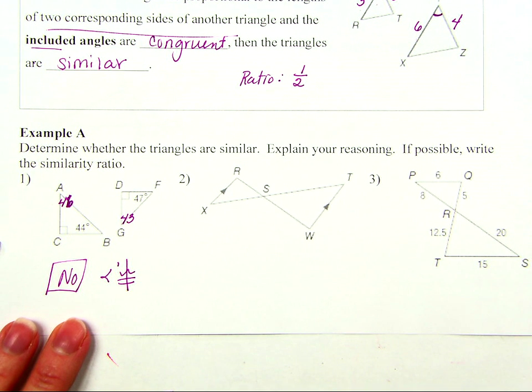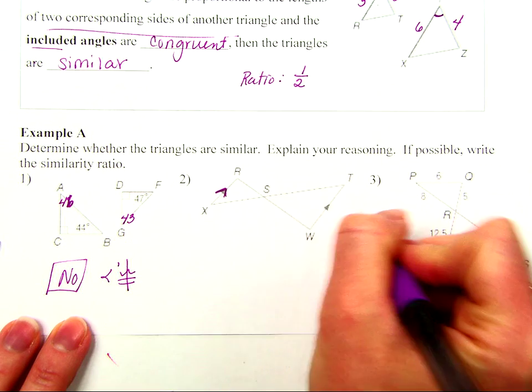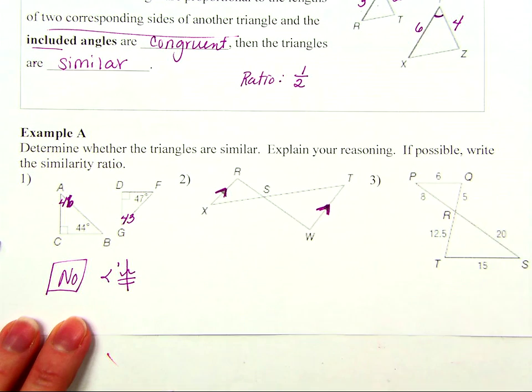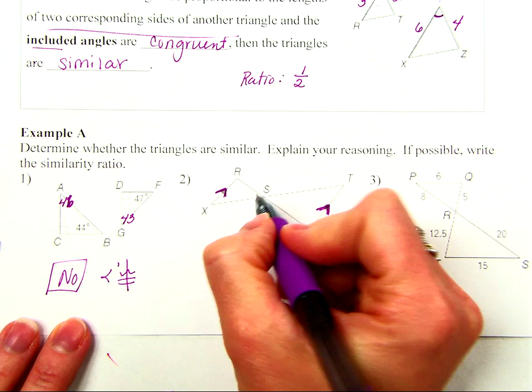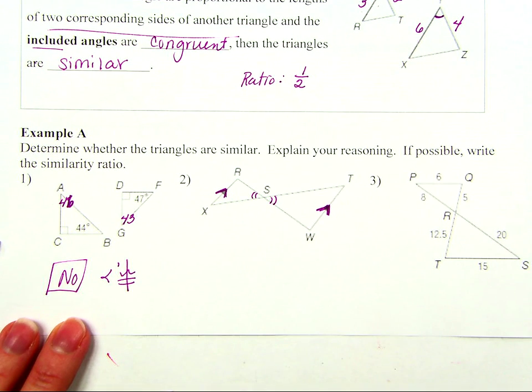Picture number 2. Picture 2 is interesting. There really isn't anything marked. But I do see these arrows here show me I have some parallel lines. And we know that right in the middle, we can mark some vertical angles. So I have my pair of angles marked at vertex S.